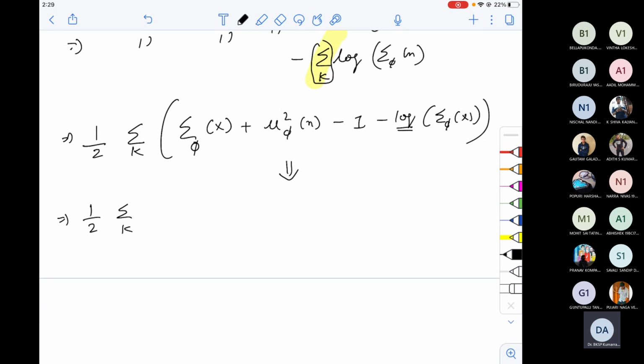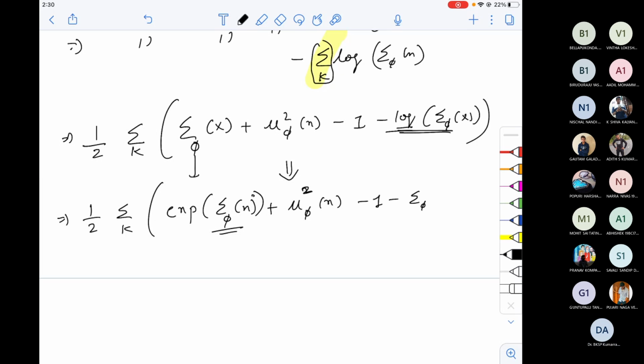So over k, I'm just applying the exponent: exponent of covariance of phi given x plus, okay, I did not apply it to all the terms, only to the covariance term, because they did not find any instability in the other terms. And minus 1 minus, again they applied the exponent here, the logarithm goes off, and finally you have the covariance.